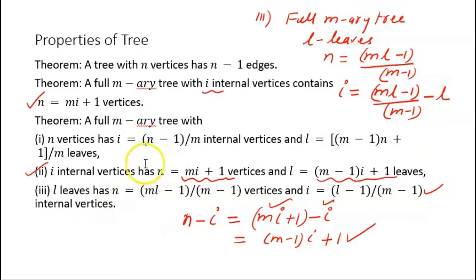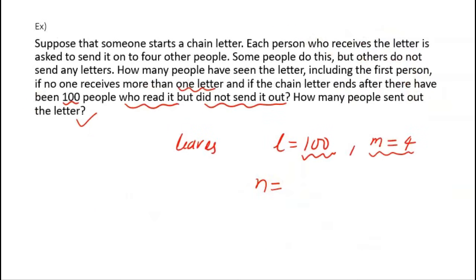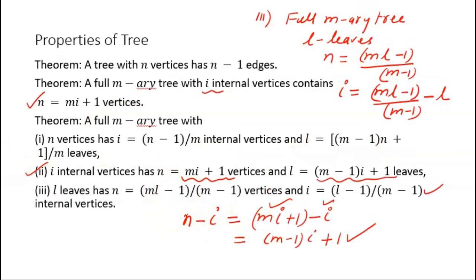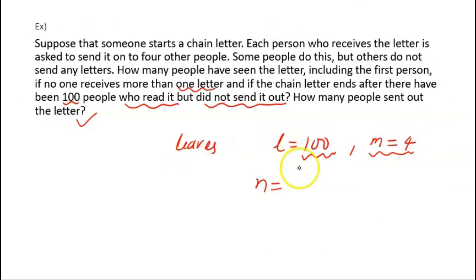Which result? That we have a full m-ary tree, so we know that m is equal to 4, and we also know that there are L leaves. So how many vertices in total will there be? The total number of vertices will be n, which is (m times L minus 1) divided by (m minus 1). So we are going to use this formula here. Let me write it again: (mL minus 1) by (m minus 1).